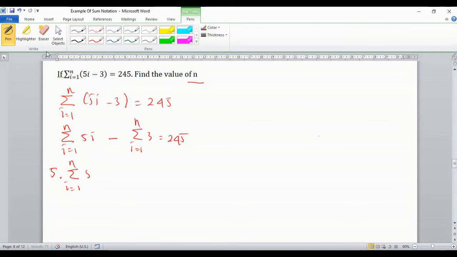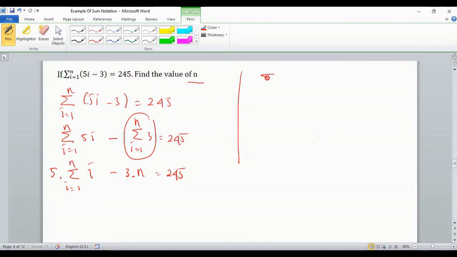And then this one equals 5 times sigma i equals 1 to n. Sorry, not 5, but in here is i. So it's i minus. Remember, this is property number 1. So you need to multiply by the constant, with the upper index 3n, equals 245. Okay, everyone. So we need to find what is sigma i equals 1 to n of i.